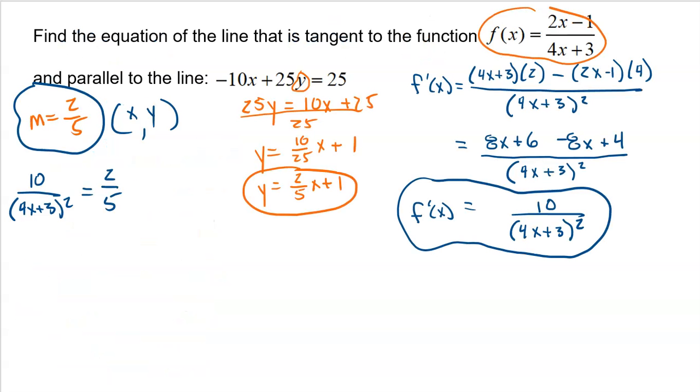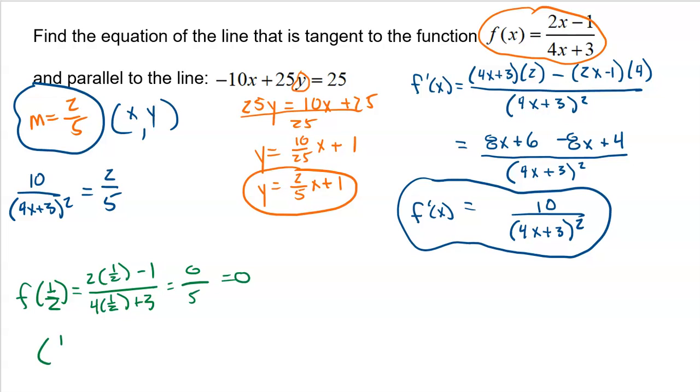So here is my original function. I'm going to plug in 1/2 to get the y coordinate when x equals 1/2. So that's 2 times 1/2 minus 1, all divided by 4 times 1/2 plus 3. Let's see here, 2 times 1/2 is 1, 1 minus 1 is 0. 4 times 1/2 is 2, 2 plus 3 is 5, but it doesn't matter. I'm going to get 0. So that one point is at (1/2, 0). And then the other point was when x equals -2.